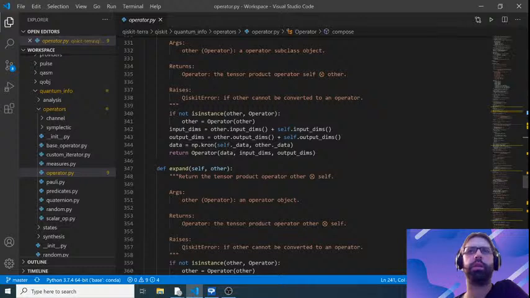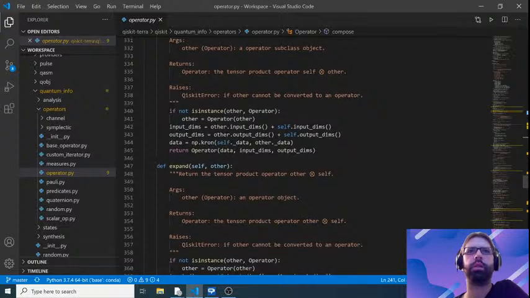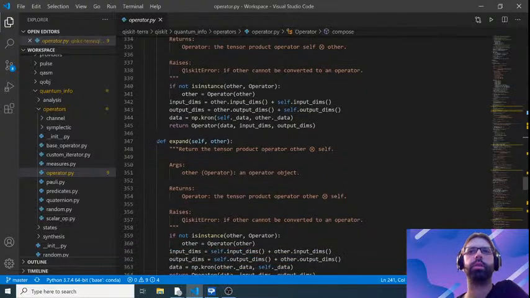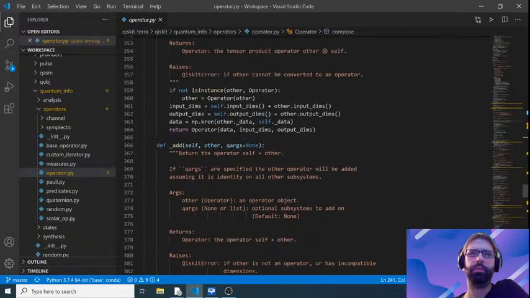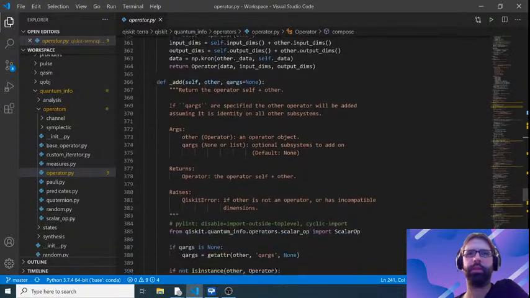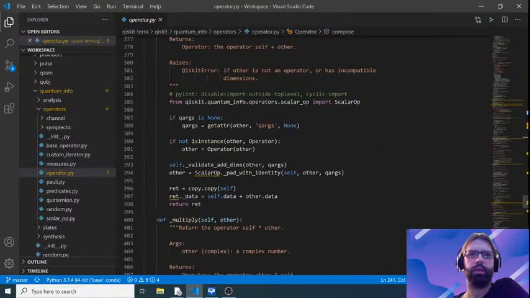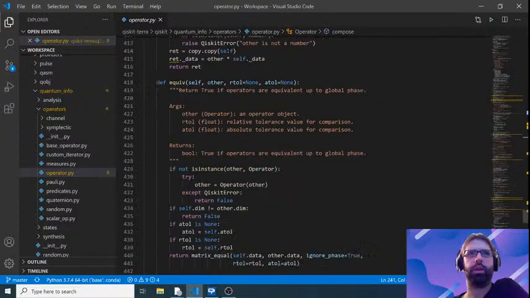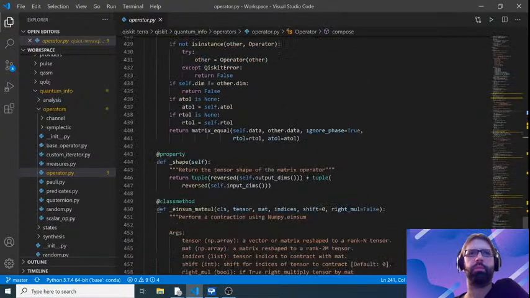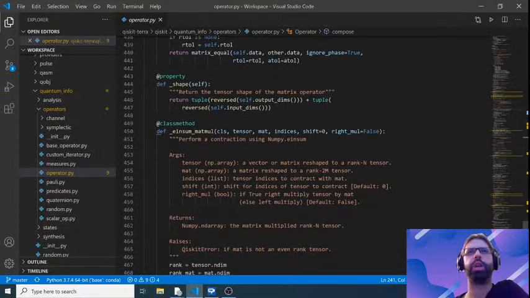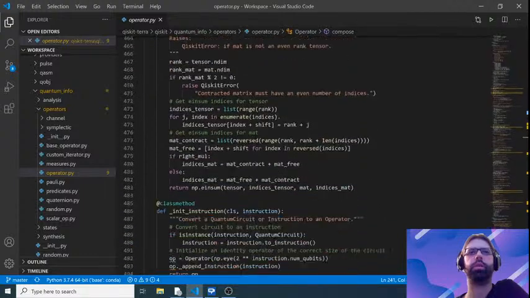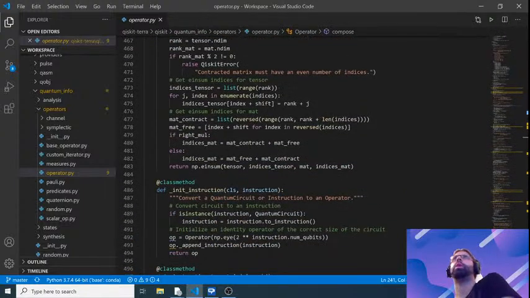Expand. Okay, so that's other times self. Add. Multiply. Yeah, basically some stuff in there. Shape. Tensor shape of the matrix operator. So this basically gives you a matrix operator. A super operator is... okay.